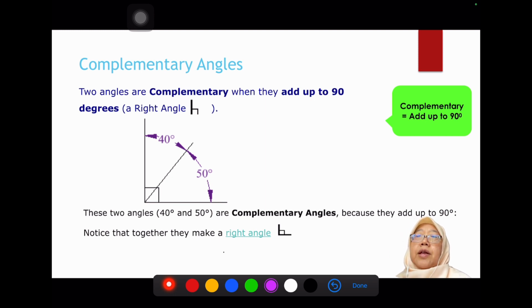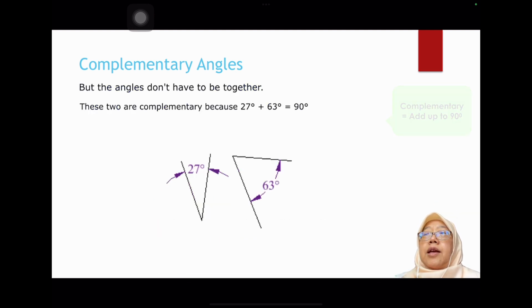So let's have a look at this. This is a right angle, and we have two angles here. One is 40 degrees and one is 50 degrees, and these are what we call complementary angles, because when they add up, they will give you 90 degrees, just like as being shown.